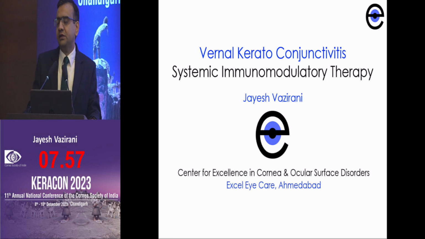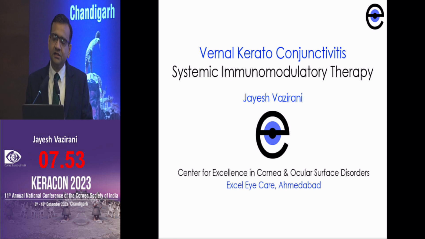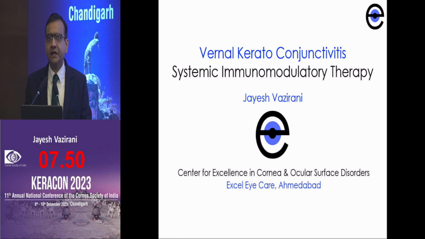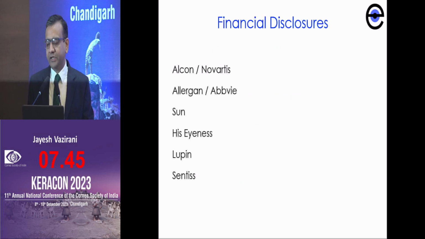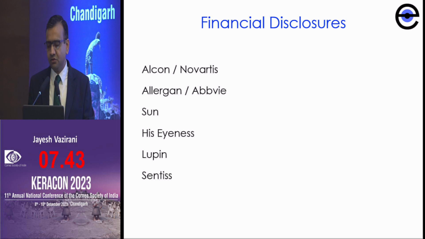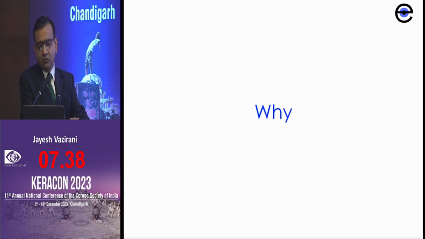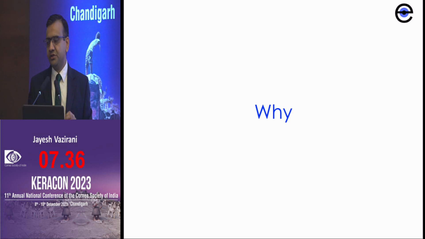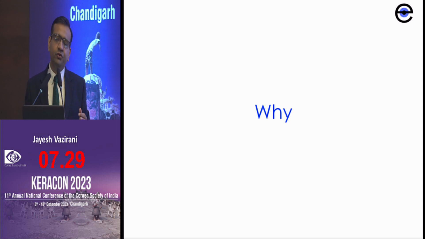Basically what I'll go over is my experience at my center over the past 6.5 years with systemic immunomodulatory therapy for ocular allergy. We do get meeting support and support for academic activities from various companies, but this has no bearing on the subject matter of this talk. So the first question is why? Why do we need to look at this as a potential avenue for therapy? Because when you're talking about eye disease that's not present anywhere else in the body, why would you need to treat the patient with systemic medication rather than just topical or local or regional medication?